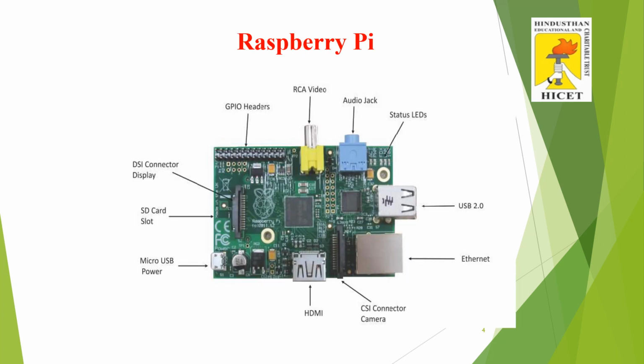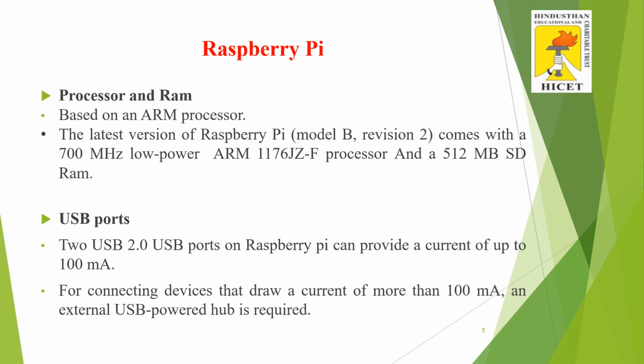We will see the structure of Raspberry Pi. The Raspberry Pi consists of several components. The first one is the processor and RAM. Based on the ARM processor, the latest version of Raspberry Pi, that is the model B revision 2, comes with a 700 MHz low power ARM1176JZF processor and 512 MB SD RAM.